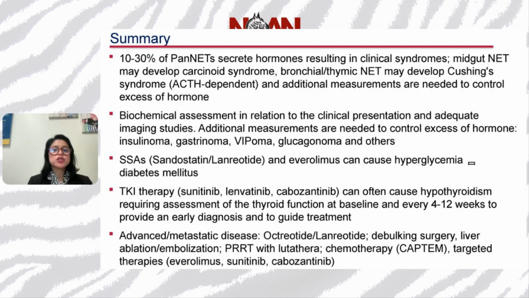Biochemical assessment is done in relationship to the clinical presentation, because if the question is, do I need to check all these hormones? Not necessarily. Only if there are symptoms. And like I said, the symptoms are very specific based on what hormones the tumor is producing, and they're very evident. So based on symptoms, that's when we check for these hormones. In terms of pancreas neuroendocrine tumors, most of them are not functional, meaning not producing hormone. But as I discussed earlier, if a neuroendocrine tumor produces any of these hormones, additional measurements are needed in order to control this excess of hormones.